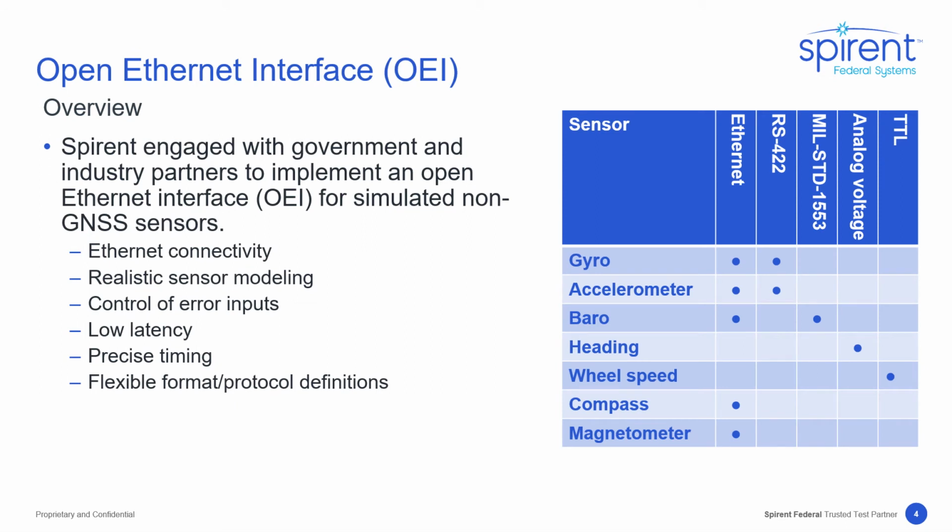As the commercial world is progressing down this path, the military and defense industry is also beginning to incorporate these capabilities and architectures into modernized systems. To that end, Spirent is partnered with government and industry to develop an open Ethernet interface for simulation of non-GNSS sensors. Comparatively, the available sensors and test interfaces Spirent supports currently is shown here. The OEI will enable realistic sensor modeling via Ethernet connectivity, allowing for control of error inputs, maintaining low latency communications, facilitating precise timing, and use of a flexible protocol definition to provide users flexibility in device selection.